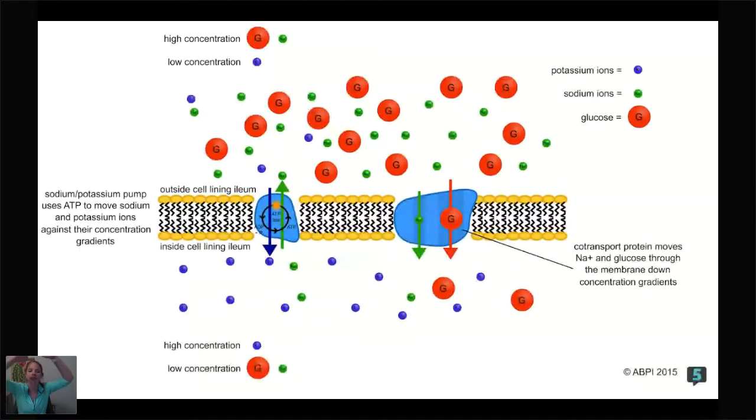So that glucose is trying to spread out down to that lower concentration. That's going to be diffusion. That's going to be along the concentration gradient.